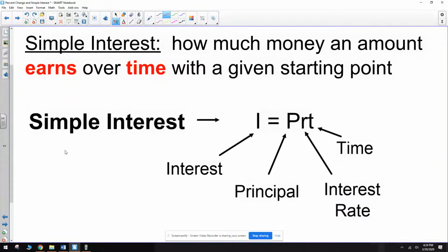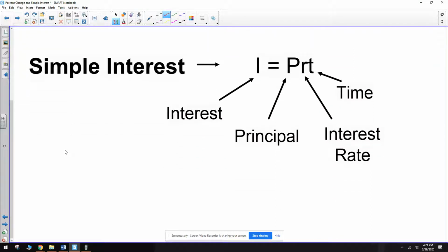So simple interest has a formula. It's I equals PRT. I is interest. It's the amount of money that the bank is going to give me at the end of the period of time that we agreed upon. P is the principal. It's the initial amount or the starting amount. So when you see the word principal, we're just talking about initial amount or starting amount.